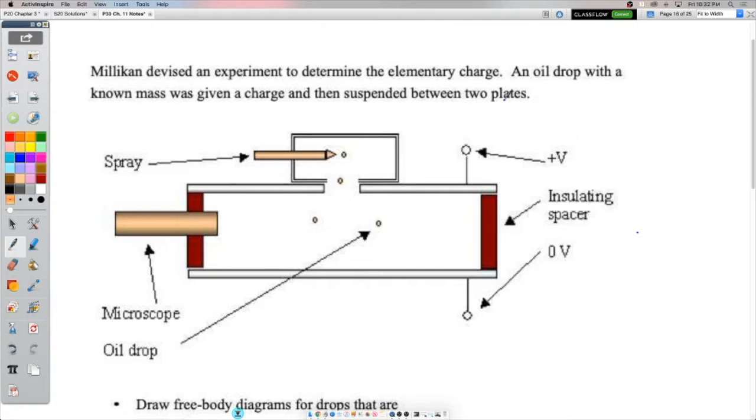So just to give you a visual of how Millikan did this, I'll show you a quick video, okay? A quick video that just helps to get a visual of it. And then we'll come back and we'll look in more depth at the math and the mechanics involved.